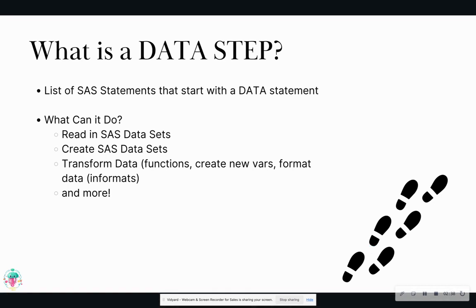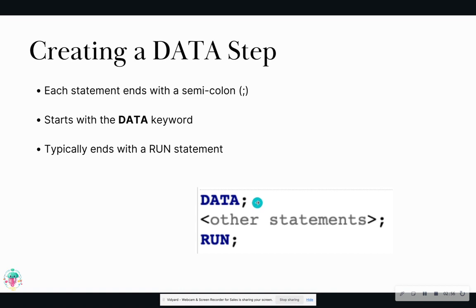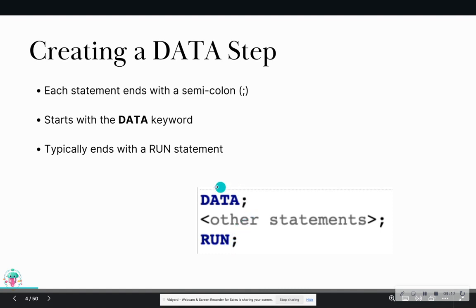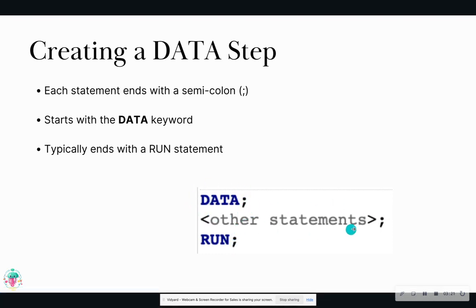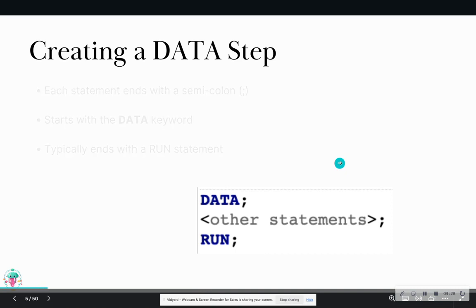A data step is going to start with that keyword data, and it's going to be a list of SAS statements. As I've mentioned, this data step is going to help you read in data, create your own SAS data sets, do data transformation, and a whole lot more. So what is that basic syntax? Each statement is going to end with a semicolon. No matter what you do in SAS, you need to end every statement with a semicolon. And in order for SAS to recognize that you're creating a data step, you're going to use the data keyword. Most data steps are going to end with that run statement. So notice here, I have the data keyword with a semicolon. Anything else that I add in between needs to end with a semicolon. And finally, the run statement will end with a semicolon.